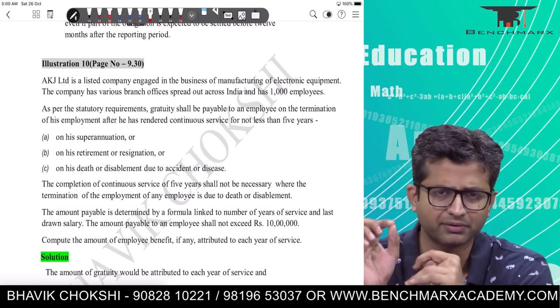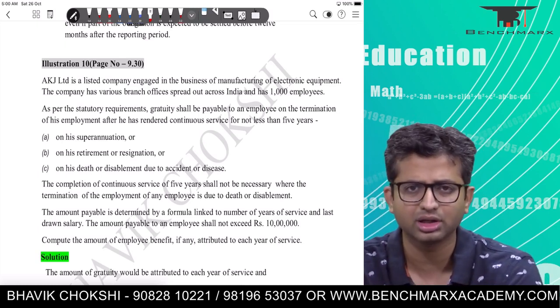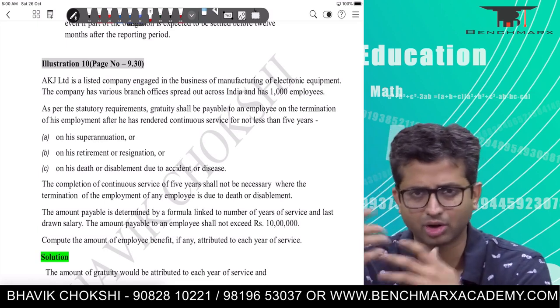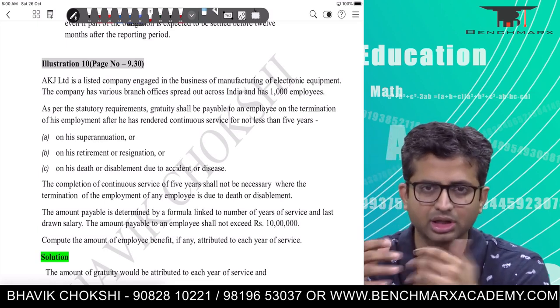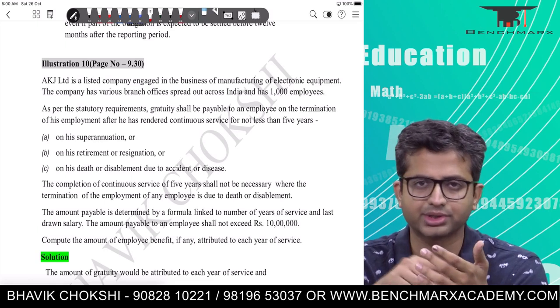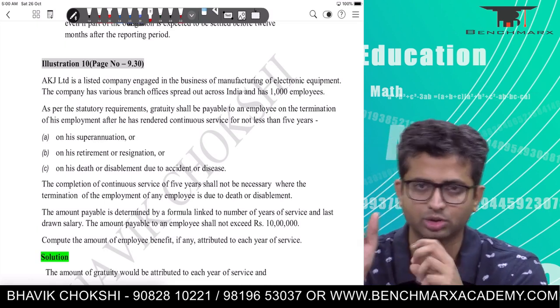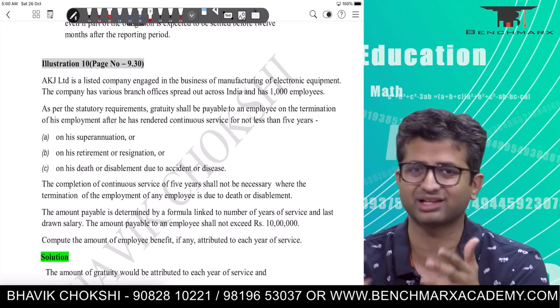Ideally, you will try to find 15 by 26 into the last drawn salary into the completed years of service. That will give you the gratuity entitlement. Like we did in the last question, we did 1% into the last drawn salary into 1 year to find 1 year's entitlement. You will do exactly the same thing.